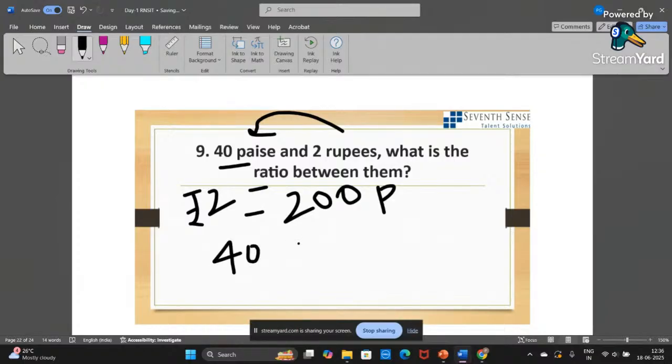40 is to 200. So what is the final ratio? 1 is to 5. Right. The ratio between these two is 1 is to 5.